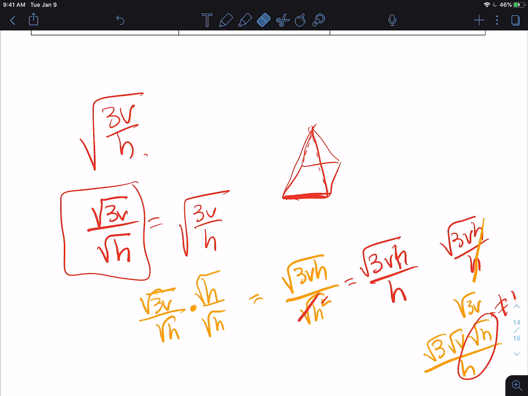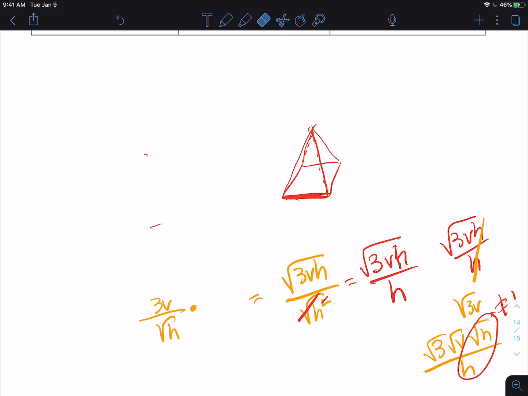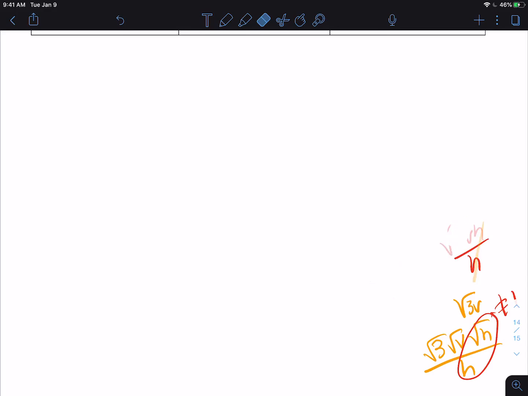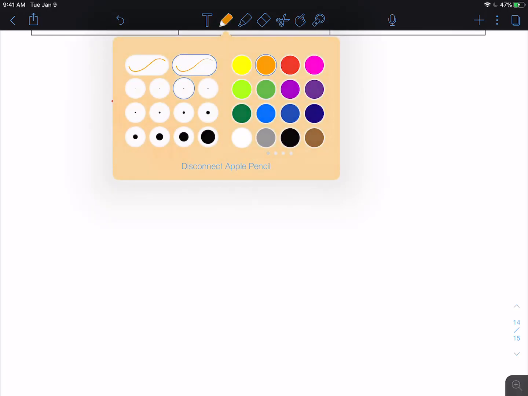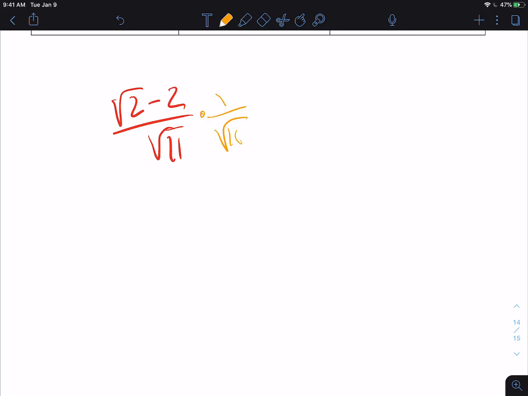Let's take a look at another one where we had a binomial on top. So binomial means that there's two terms, and then a monomial on the bottom. A monomial means that there's one term. So if I give you root 2 minus 2 over root 11. Okay. So if we look at this one, I want to multiply by root 11 on top and bottom. Again, I'm choosing the root that's on the bottom, not on the top, because we're trying to get it out of the bottom. So then when I multiply here, you have to distribute to both of these on top.